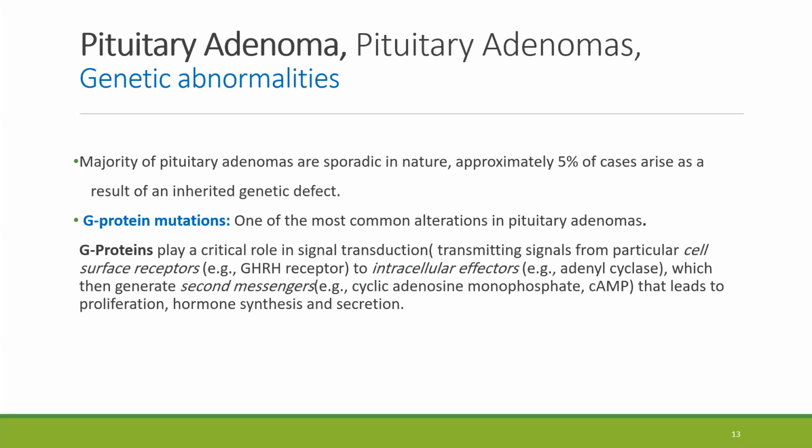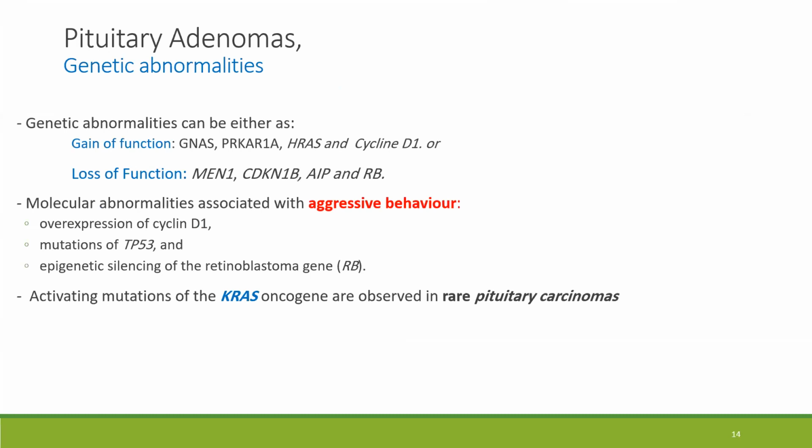Genetic abnormality: the majority of adenomas actually, most of them, are sporadic in nature, maybe 5% as a result of an inherited genetic defect. Most of the time, the problem is in the G protein mutation. So the majority of genetic abnormality in adenoma is in the G protein mutation.